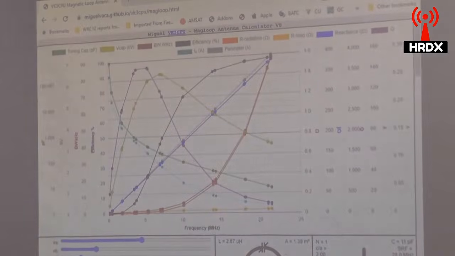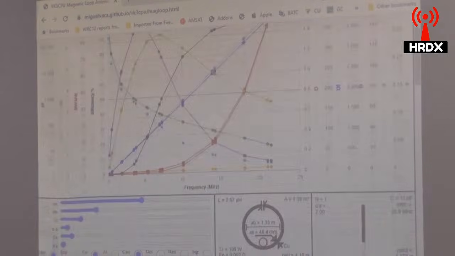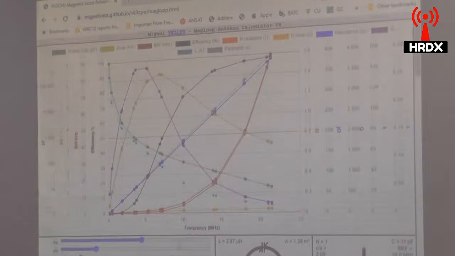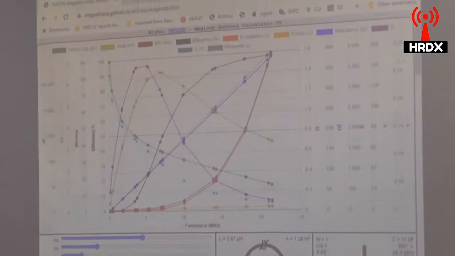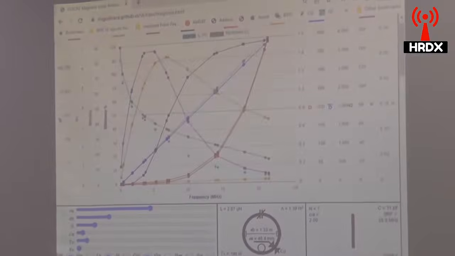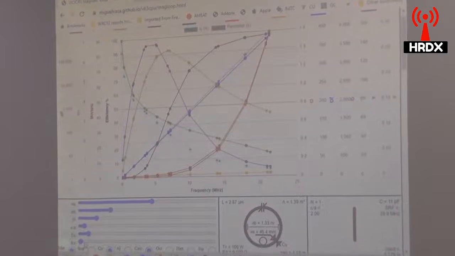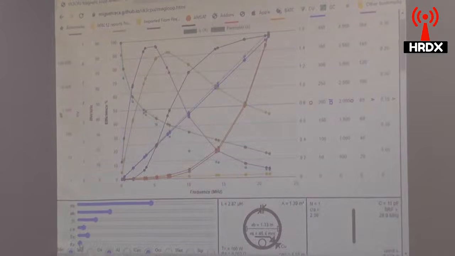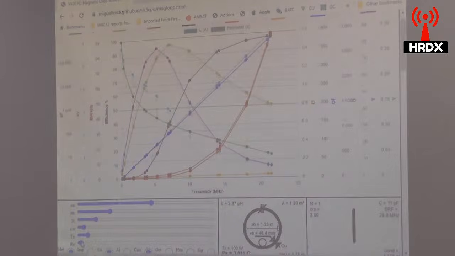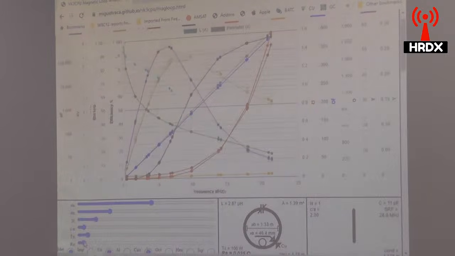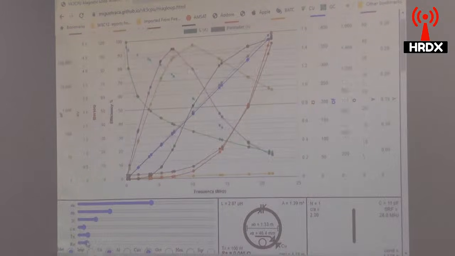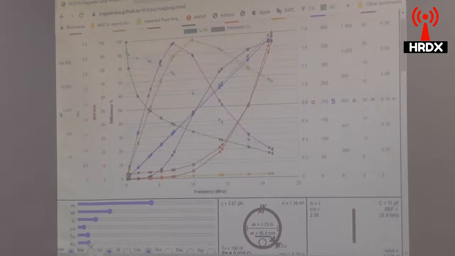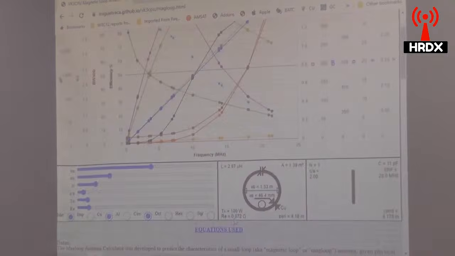So let's increase. Let me just try and jot that down just a fraction. There we go. Now, watch what happens as the ohmic resistance increases. Wow. There goes 40 meters. There goes 30 meters. Now, we're at 0.072.